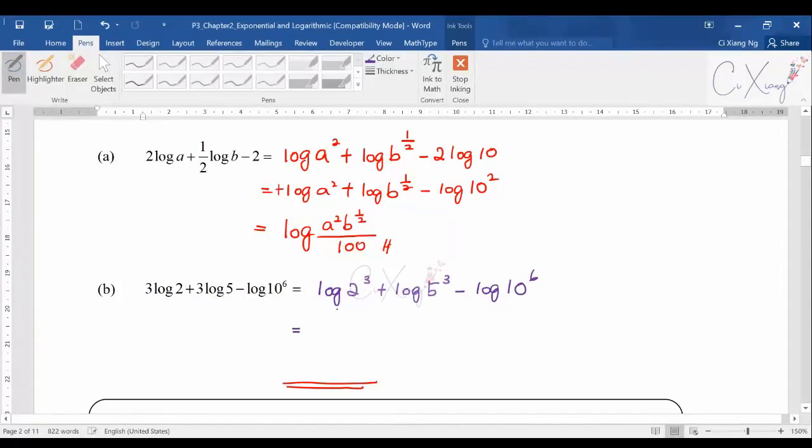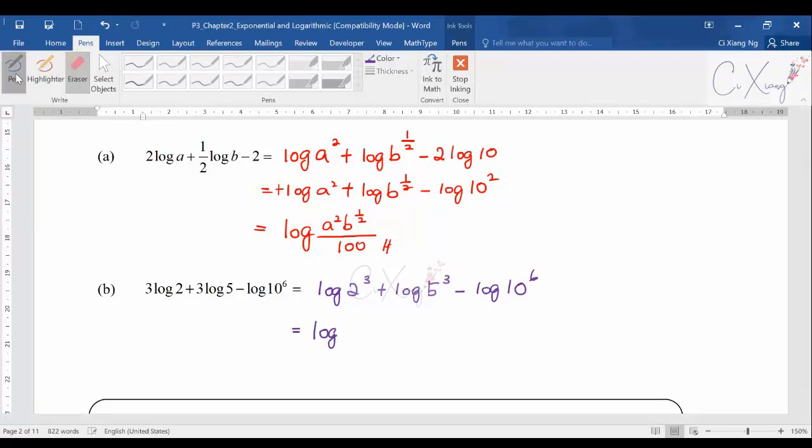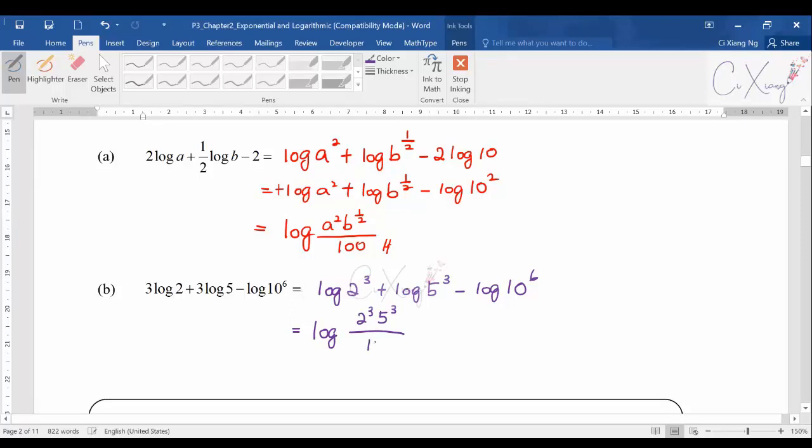Okay, and after that, everything here already got log, and then I will combine all of them, become one single log, one log only, and then I'm having a fraction. So first I'm having 2 power 3 multiplied with 5 power 3 divided by 10 power 6. Okay, so after you combine them, you can double check and see whether you can further simplify it or not. If I don't want to use a calculator to do it, I can actually make it become 10 power 3 divided by 10 power 6.